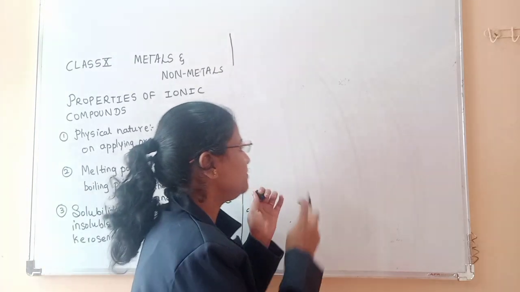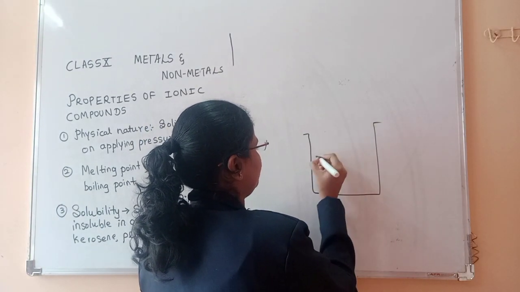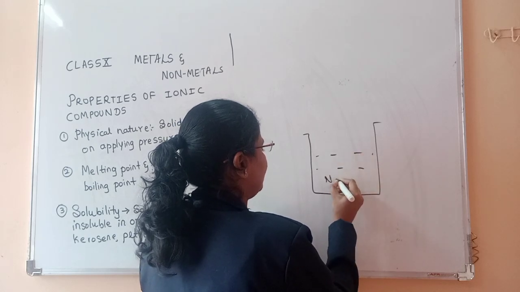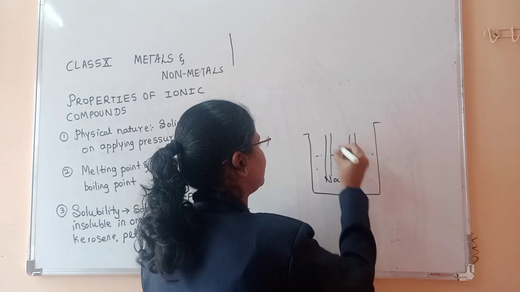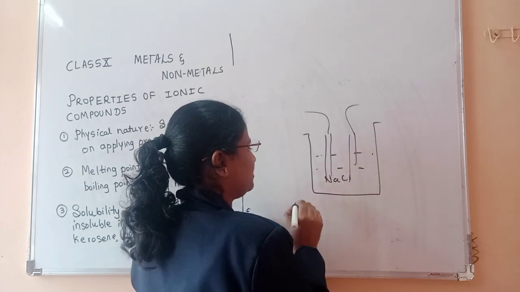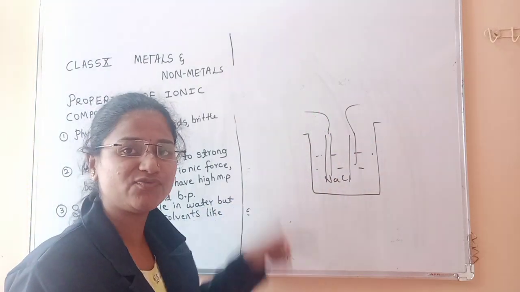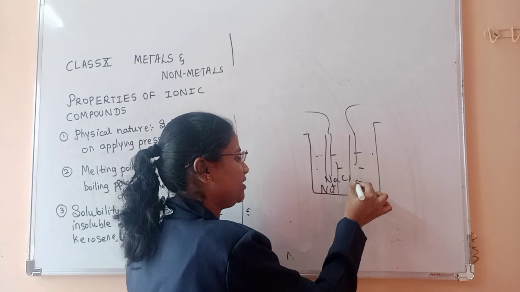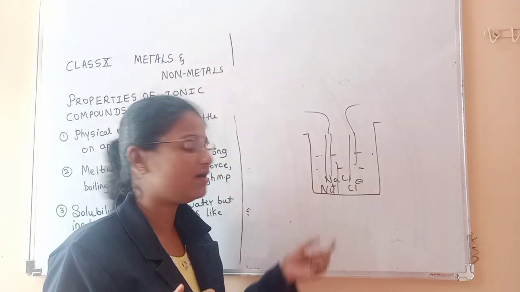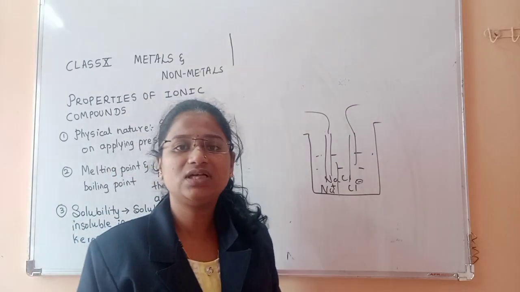So suppose you take water and add NaCl, and if you dip electrodes and connect them to a battery, at that time they will conduct electricity, because the electric current passed from the battery breaks them up into individual ions. When the ions are produced, they start moving, which gives out current.